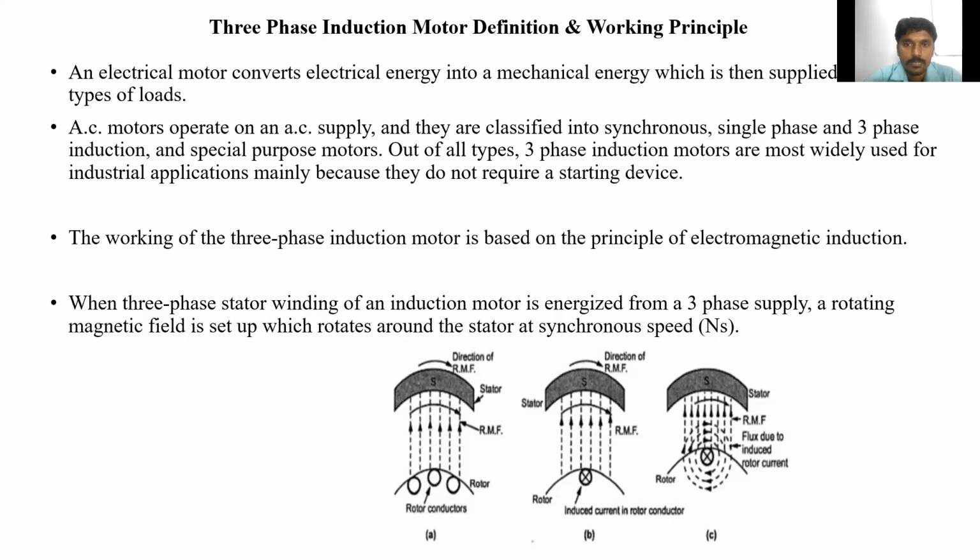Again, these AC motors have been classified into synchronous, asynchronous, and some special purpose machines, like stepper motors, brushless DC motors, switched reluctance motors. All these come under special purpose motors. Out of all these, in most of the industries we use the three-phase induction motor because it has the advantage of self-starting capacity. Once supply is given it starts immediately, no need of any extra device to start that machine.